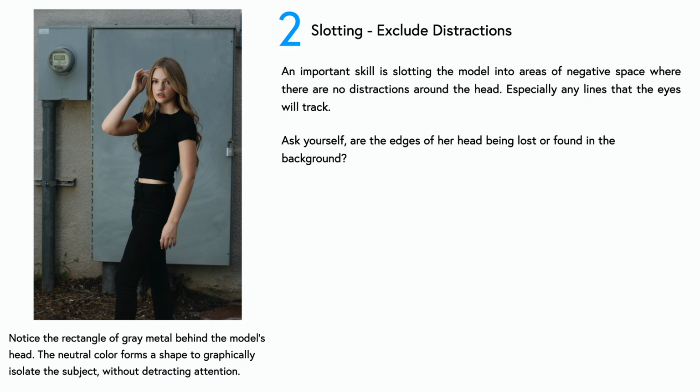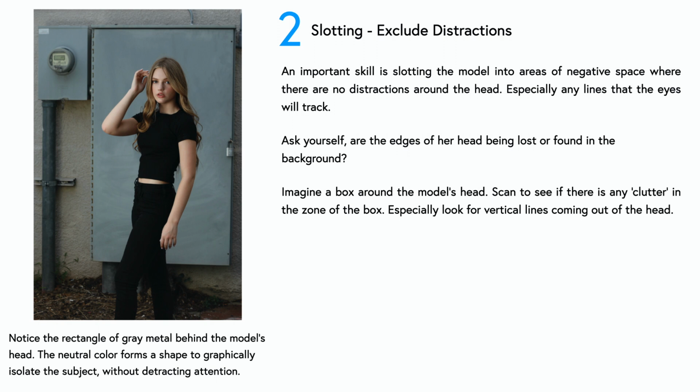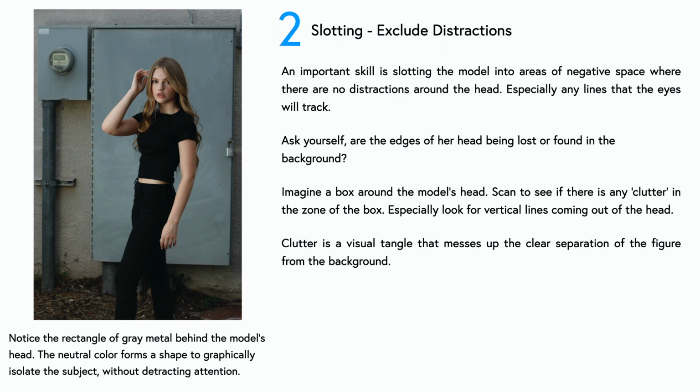Ask yourself, are the edges of her head being lost or found in the background? Imagine a box around the model's head. Scan to see if there is any clutter in the zone of the box, especially look for vertical lines coming out of the head. Clutter is a visual tangle that messes up the clear separation of the figure from the background. You can fix most clutter by moving your feet to change your alignment.